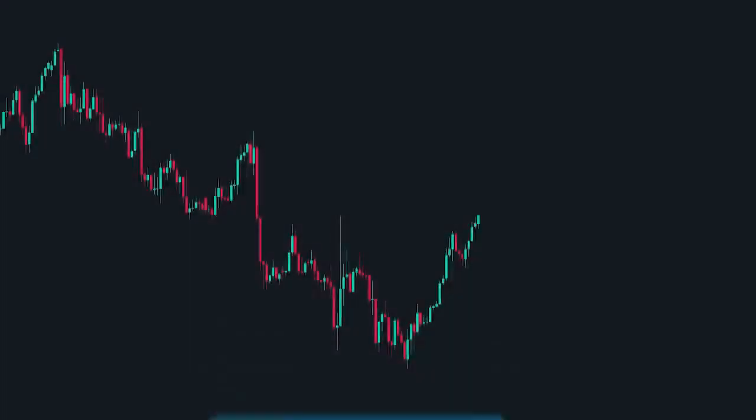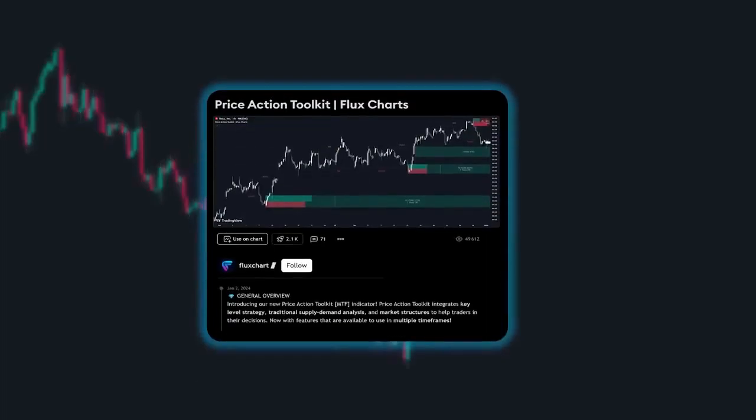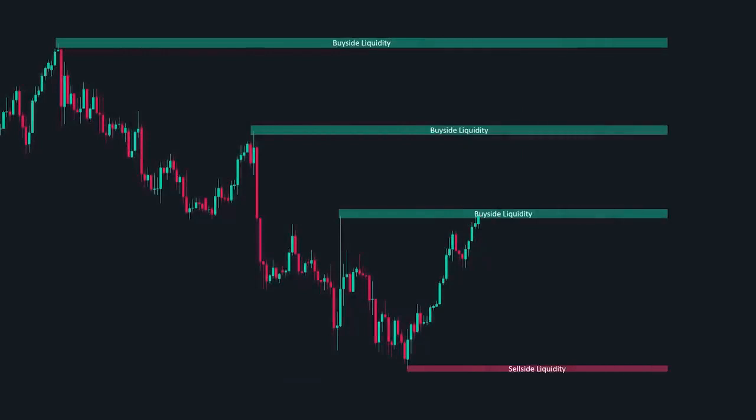Now the best part: with the Price Action Toolkit, these important liquidity zones appear automatically on your chart, showing you exactly where institutions are likely to hunt next.